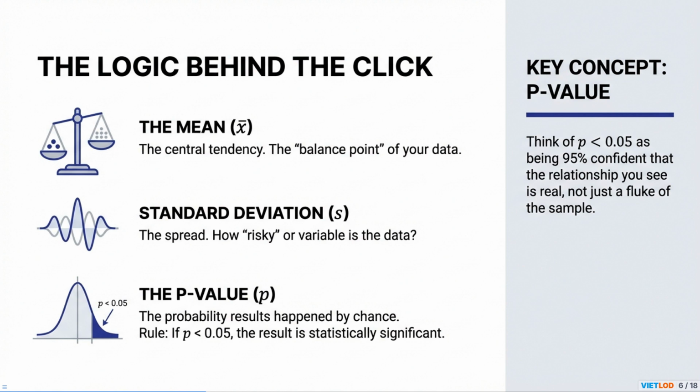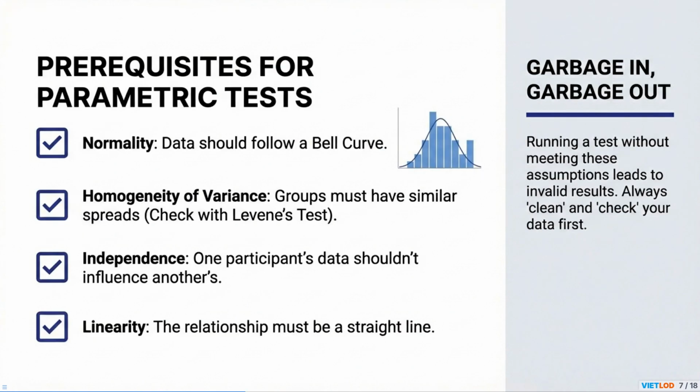The mean, represented by X bar, is the central tendency or balance point of your data. The standard deviation, represented by S, measures the spread or variability of the data, indicating how risky or variable it is. The p-value, or p, is the probability that your results happen by chance. The rule is that if p is less than 0.05, the result is statistically significant, meaning you can be 95% confident that the relationship you observe is real and not just a fluke of the sample.